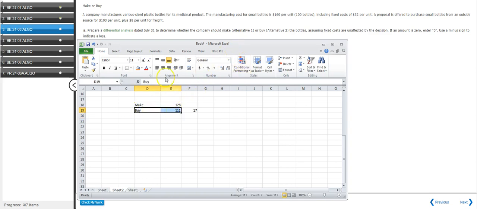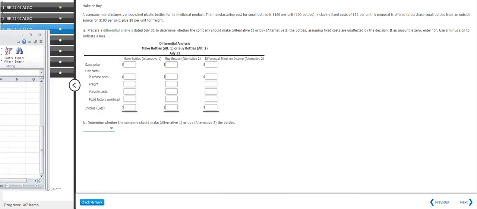And we want to... This is effectively the option we want to choose. Go with that. We want to buy it. It's going to be $17 better. So that's really all you have to say is we want to buy it, and it would make us $17 more per unit than if we made it ourselves. Is really the answer I'm looking for.